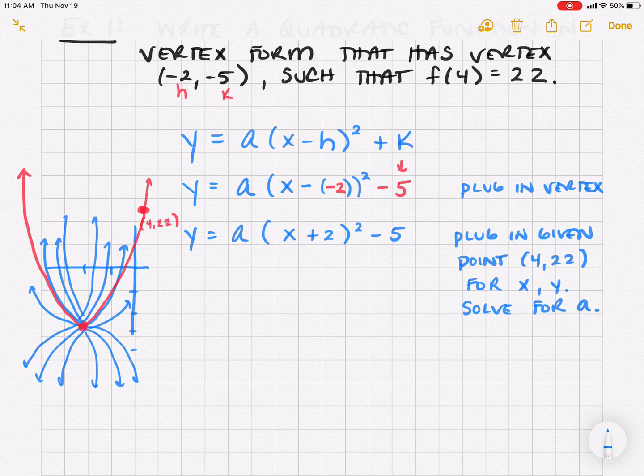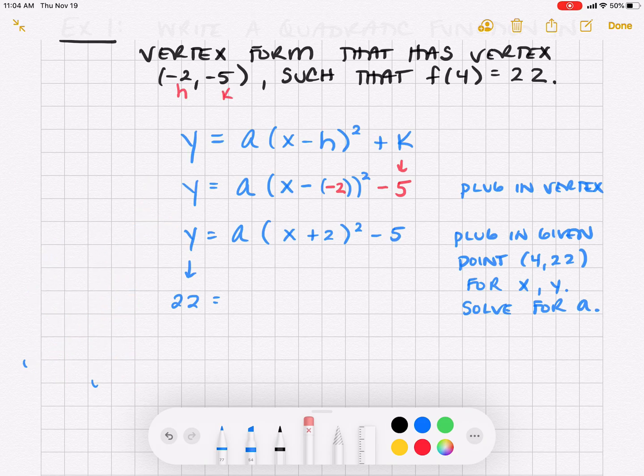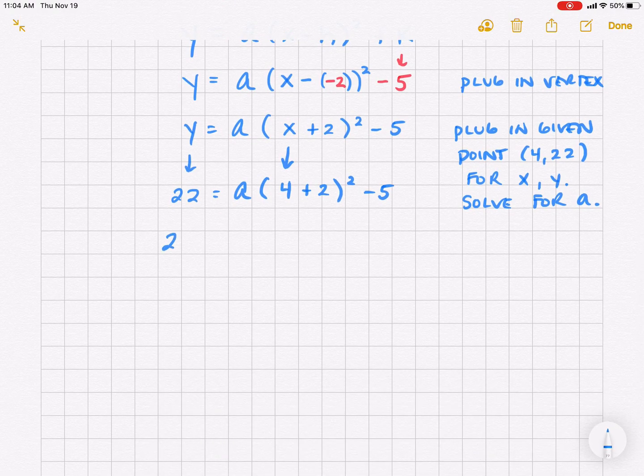All right, so if I plug in 22 for y, you know what, just to give myself some space here, I'm going to go ahead and get rid of this. This was just more for a visual for you. All right, so 22 gets plugged in for y. I'm going to plug in 4 for x, and what we're going to do now is solve for a. 22 equals a. Let's go ahead and start with the parentheses. I'm going to work through my exponents, and we're going to get 36a minus 5.